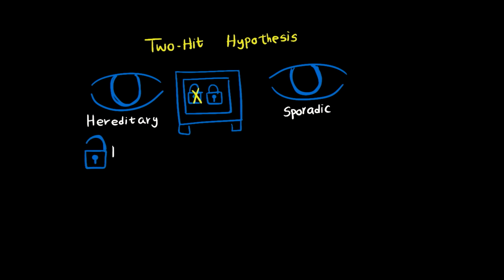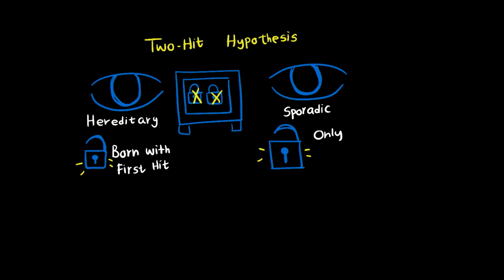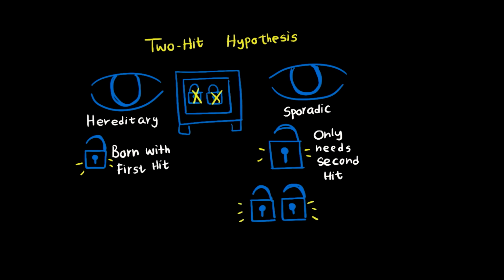In hereditary retinoblastoma, children are born with one lock already broken. They inherited a mutated gene from a parent. This is their first hit. They only need one more mutation, a second hit, in any eye cell to develop cancer. That's why they get tumours earlier, and often in both eyes. In contrast, people with sporadic retinoblastoma start with both locks intact and need 2 separate mutations in the same cell, which takes much longer and usually affects only one eye.